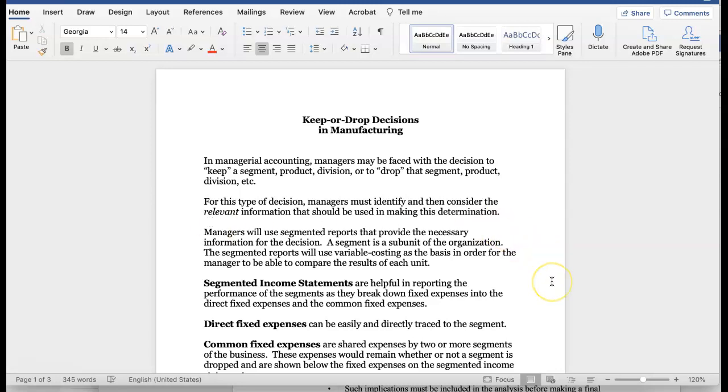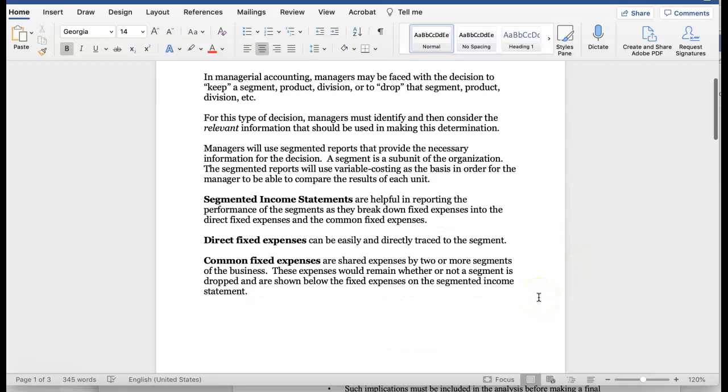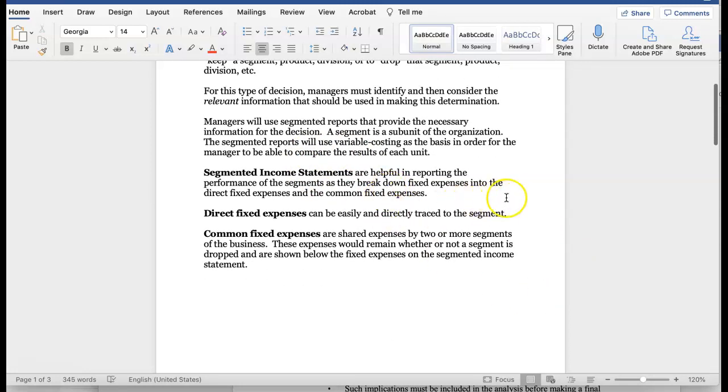Managers are often going to be using what's known as segmented reports, and we're going to look at a segmented income statement in just a moment. That's going to show us the different segments of this organization and what the numbers are on their income statement so that we can analyze those numbers and determine the most cost-effective decision. You'll see on this income statement we break down the fixed expense into direct fixed expense and common fixed expenses.